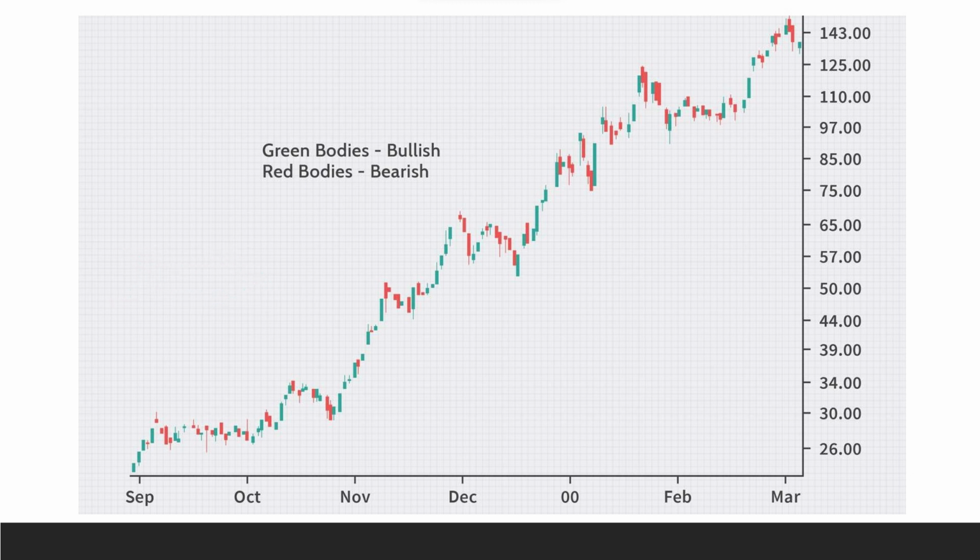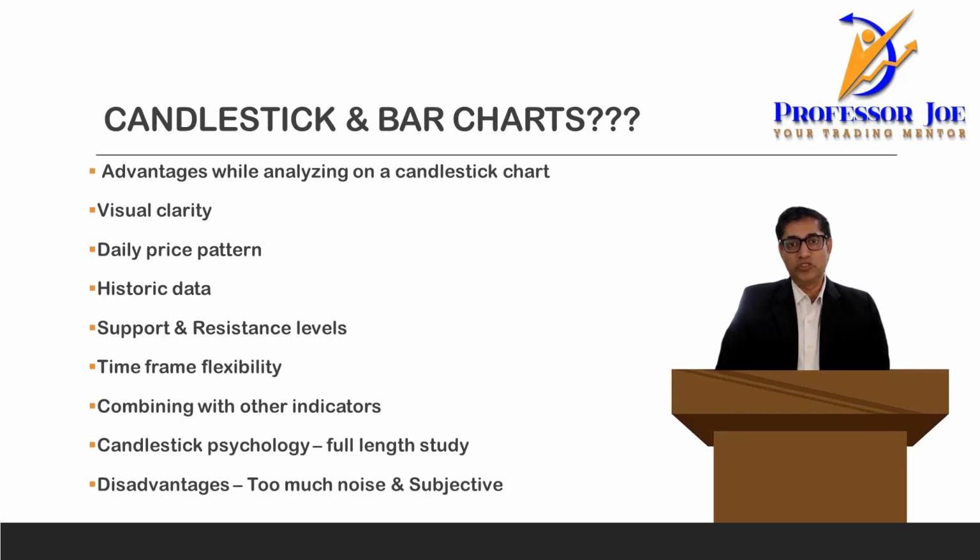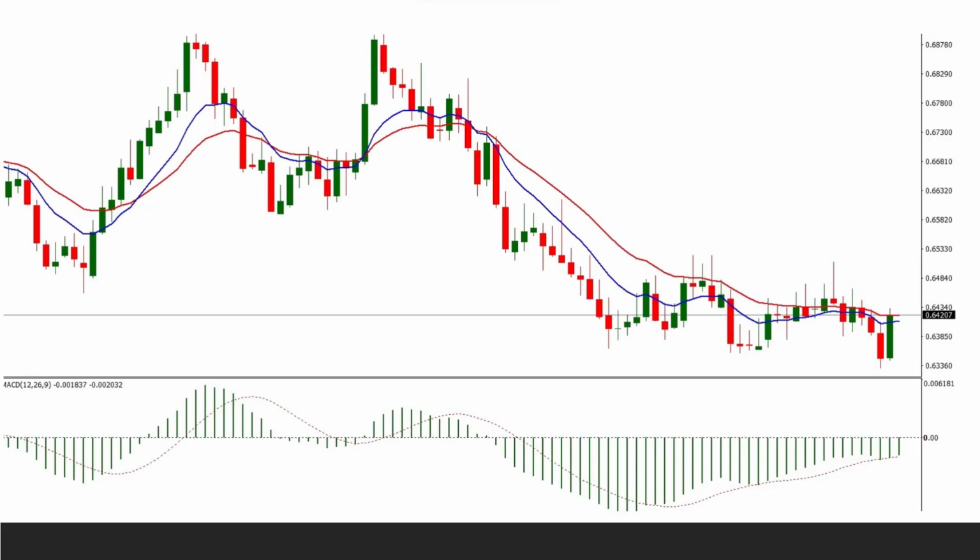In a candlestick chart, like a bar chart, there is flexibility of timing. So you can look at a 1-minute bar or a 1-minute candlestick. You can look at a 5-minute candlestick, a 15-minute candlestick, going on to 30 minutes, 1 hour, 4 hour, 1 day, 1 week, 1 month. So you have a lot of options when you're using candlestick charts and also bar charts. A candlestick chart can be easily combined with a lot of other indicators and tools that are used for trading.